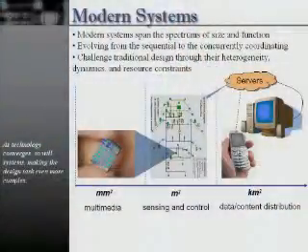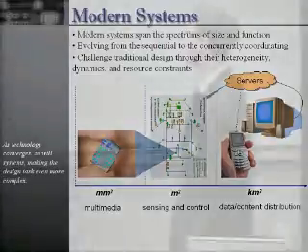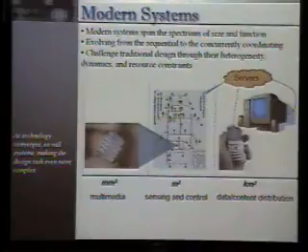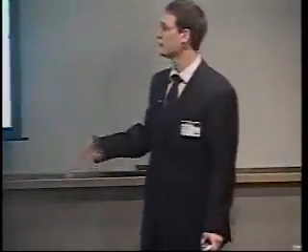So modern systems, what's interesting about them is that they really span size and functionality. You can't pin them down by just saying they're distributed. You can't pin them down by just saying they're embedded. Some classical examples are, let's say, the cell processor, which is coming out. It's square millimeters in size. Nonetheless, it's very heterogeneous, has all the properties of a modern system.